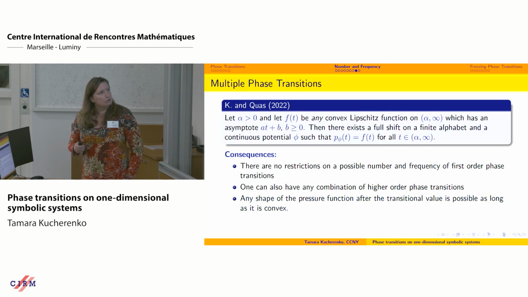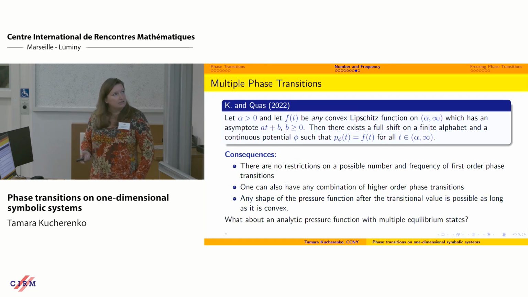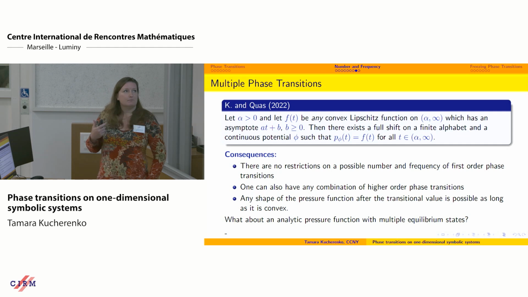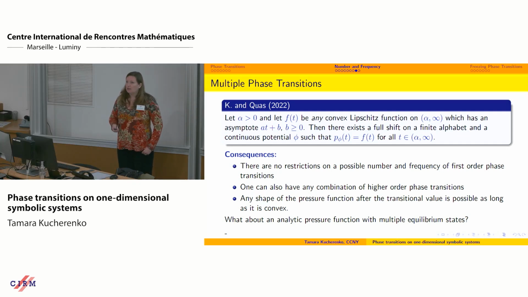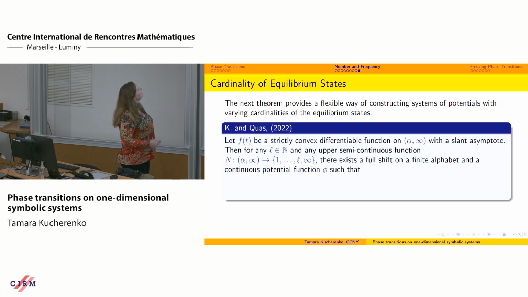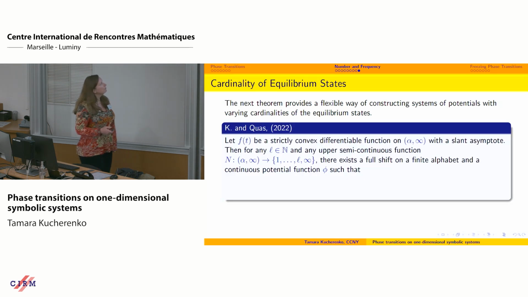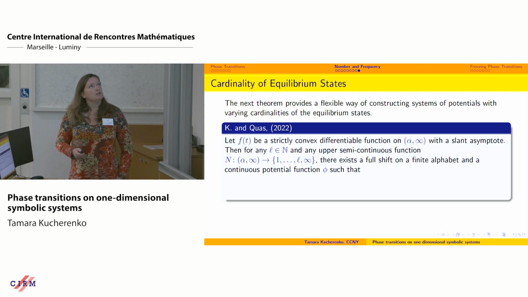So the question I haven't answered yet is about an analytic pressure function with multiple equilibrium states, and I can answer that one as well. We have a theorem for that. Let me do the theorem. If you give me a strictly convex differentiable function, could be analytic if you like, with a slant asymptote, that has to happen.